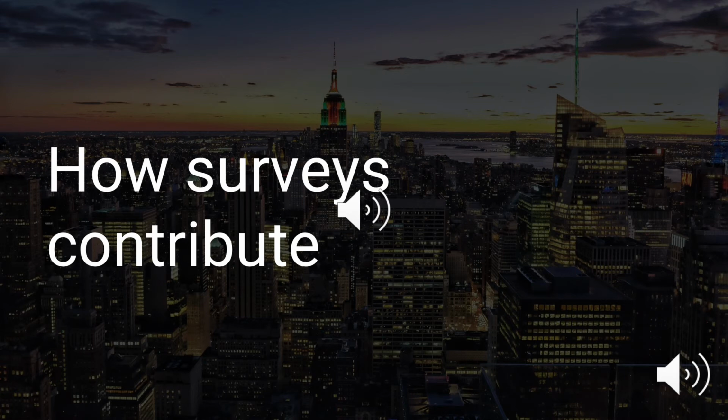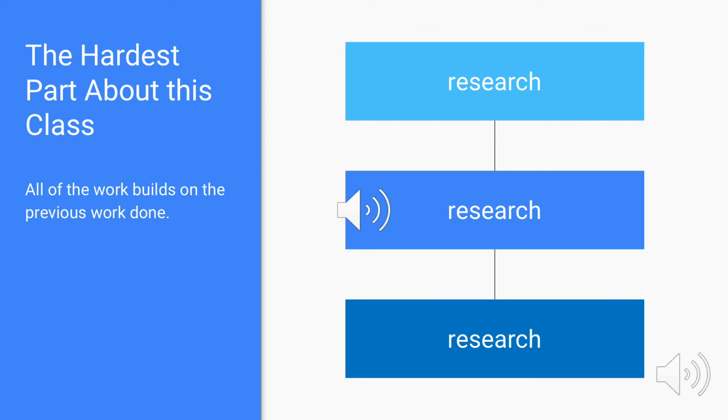The hardest part about this class is the fact that all the work builds on the previous work done. This wasn't ever explicitly explained, and maybe it was just a given, but through this class, one of the hardest things I learned was how much research builds on itself. The field study was built on our hub practices, the interview report was built on the field study, and then the survey presentation was built on all of that, and it was meant to tie it all together.